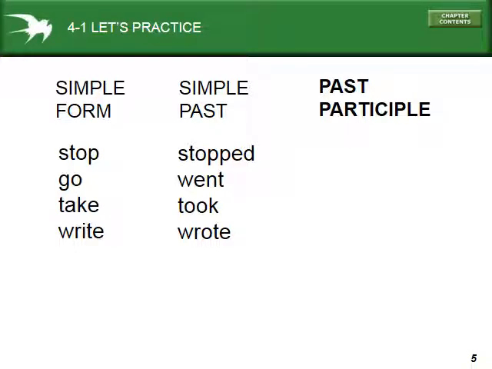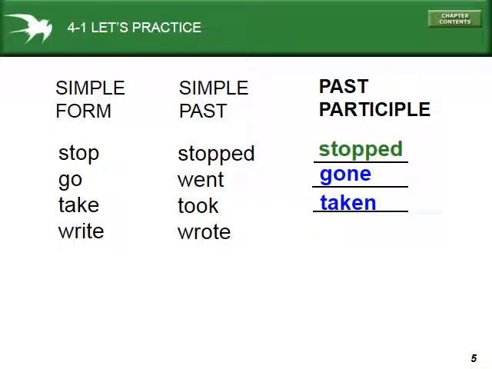All right, so if we take a look at these ones just as a review, so we have stop, stopped. That's a regular one. So remember that for regular verbs, the simple past and the past participle are the same. So we're going to say stopped. But here we have go and went. So this is an irregular. So what's the past participle? You may need to look this up if you don't know. And this one's gone. Here we have take, took. So we have an irregular form. The past participle, taken. We have write, wrote. The past participle, written. Okay?